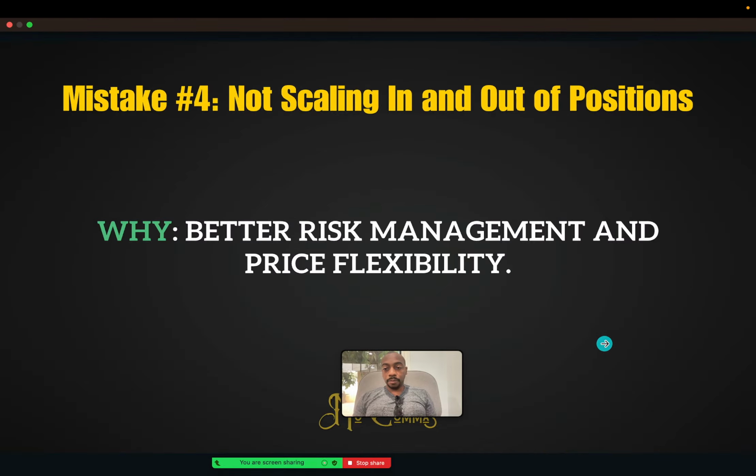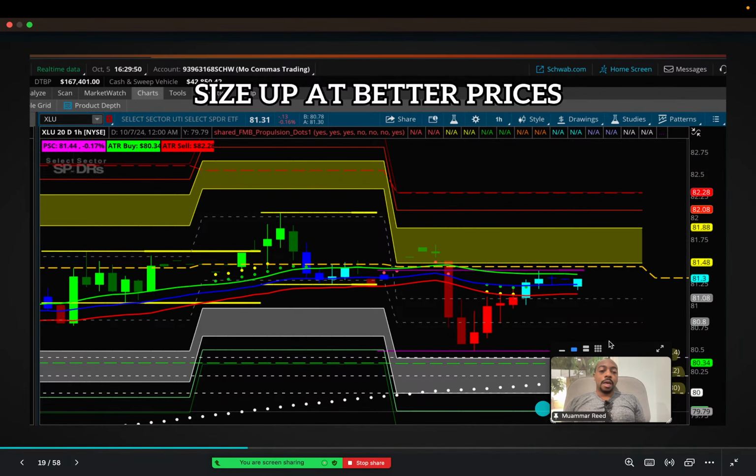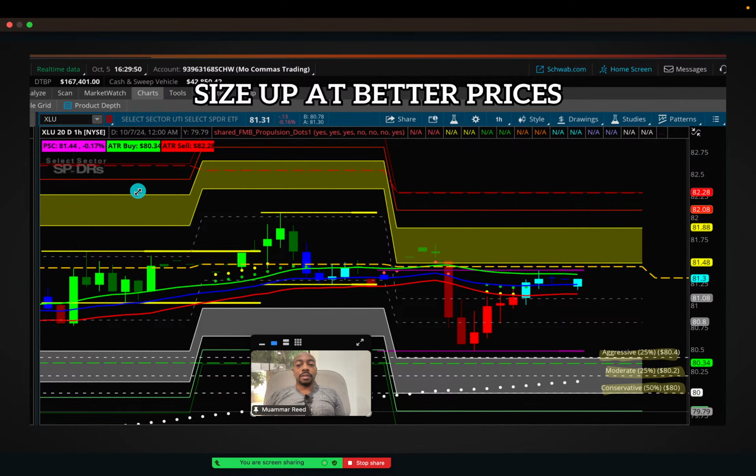Right? So, mistake number 4, not scaling in and out of positions. Why? Because it is better risk management and gives you some price flexibility. So this is kind of what my chart looks like when I'm getting into a trade. This is XLU. Actually, I'm currently in an XLU trade, the last leg of it. I think I have one option contract left out of like 12 that I bought, right?